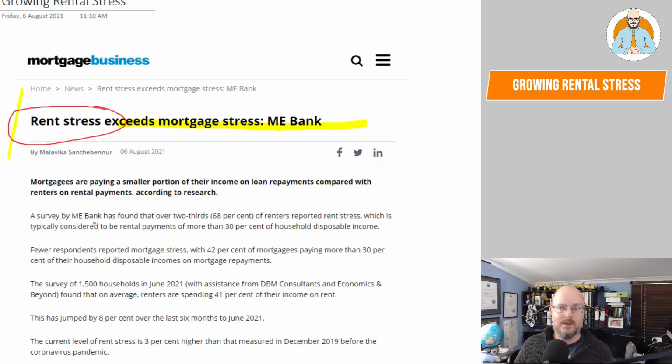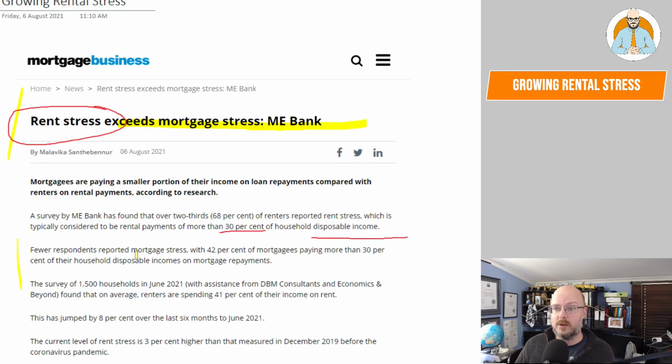A survey by MeBank has found that over two-thirds, 68%, of renters reported rent stress, which is typically considered to be rental payments of more than 30% of household disposable income. So that's worse than the housing stress, because disposable comes after your other costs. That's gross income, guys, so this is even worse.